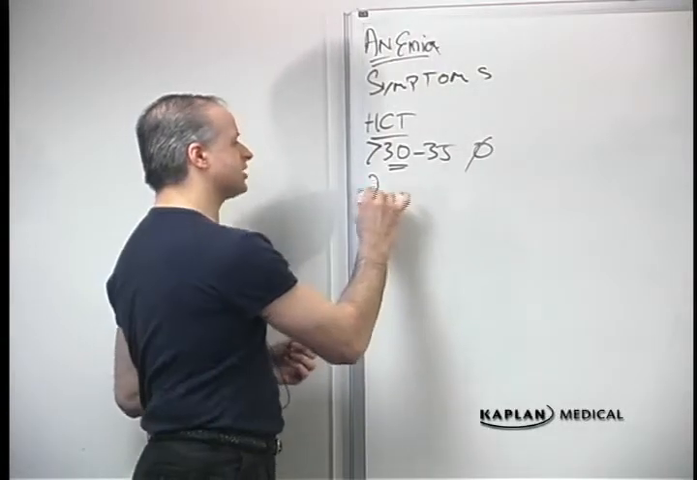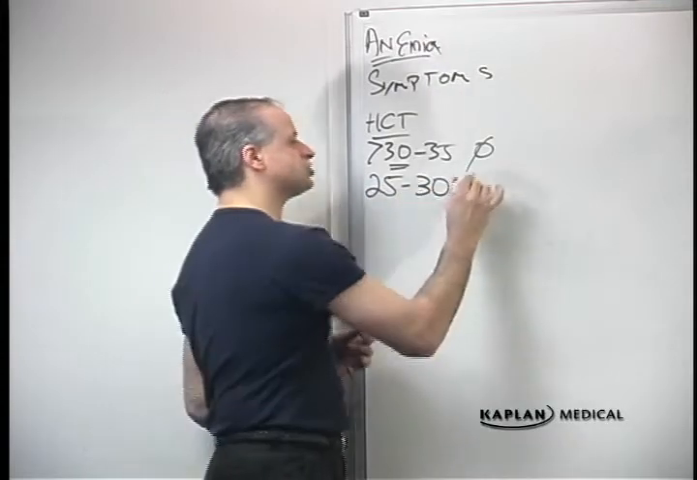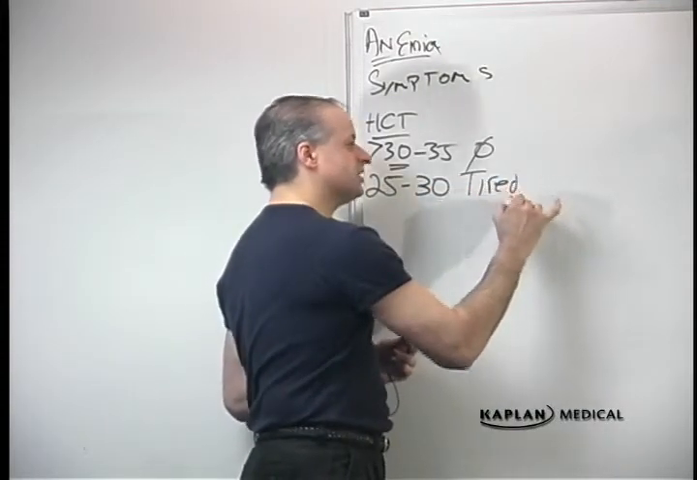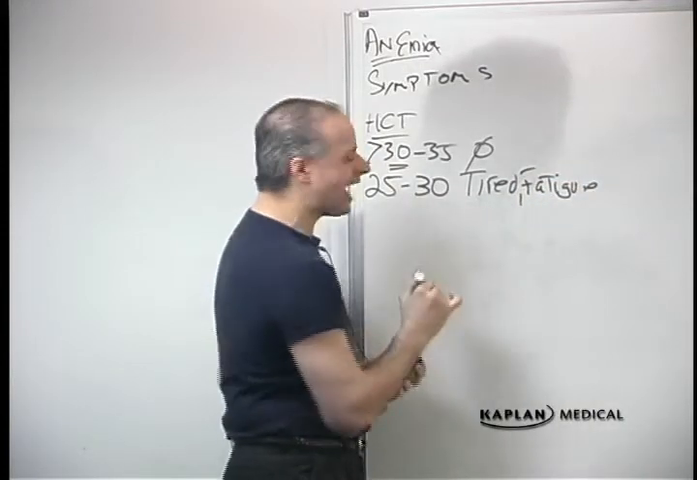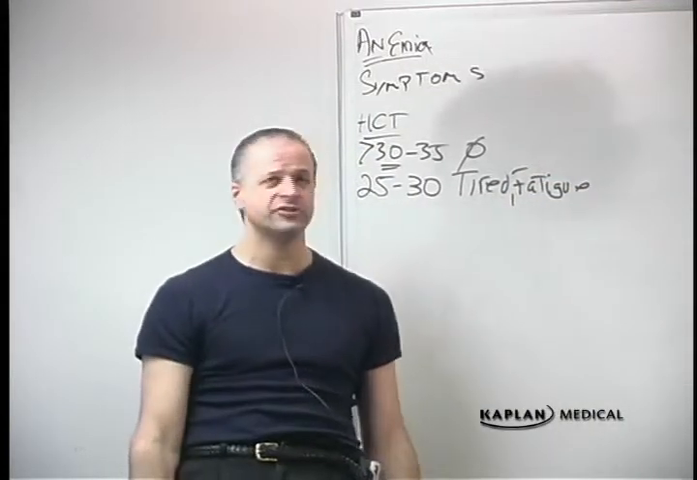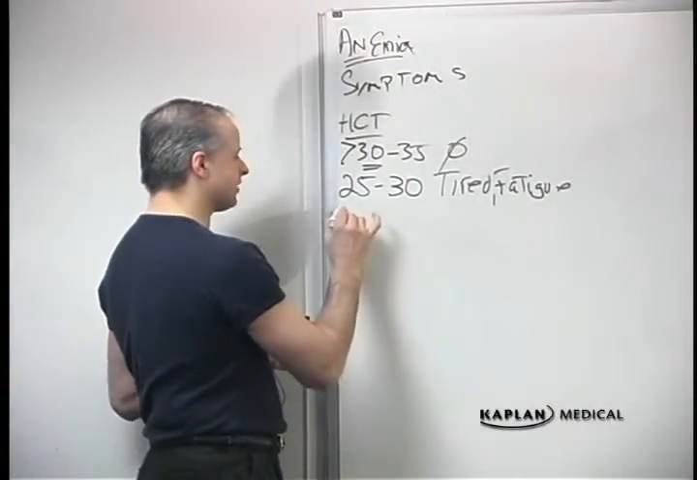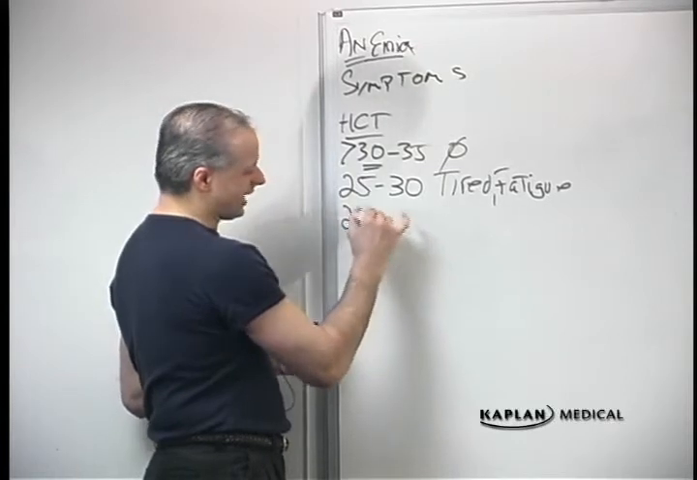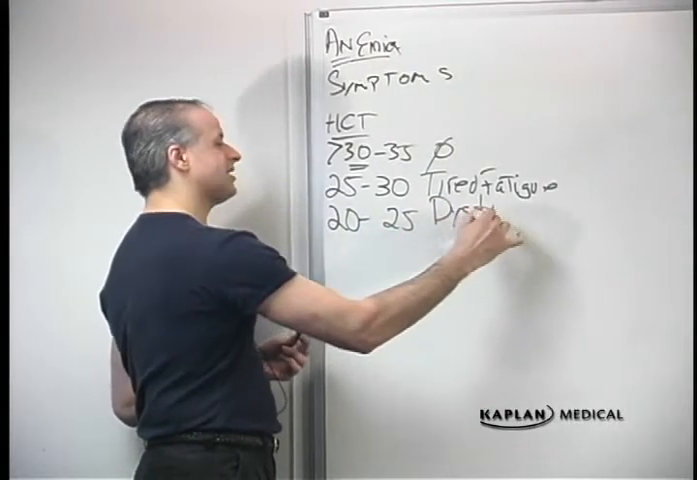Now, when the hematocrit goes a little bit lower and you're down at 25 to 30, people start to feel tired. They start to feel fatigued. They get worn out. I'm out of gas. I feel tired, I feel fatigued, particularly after exertion.